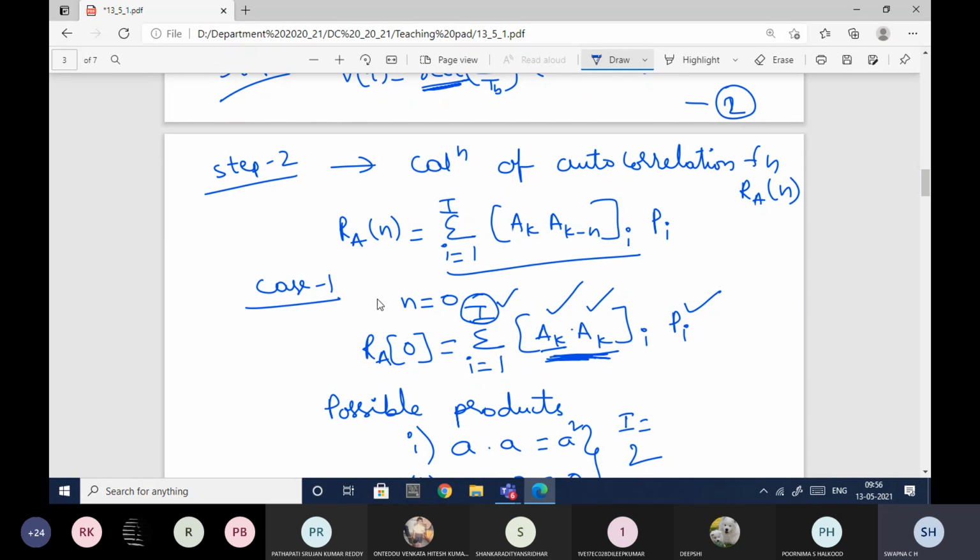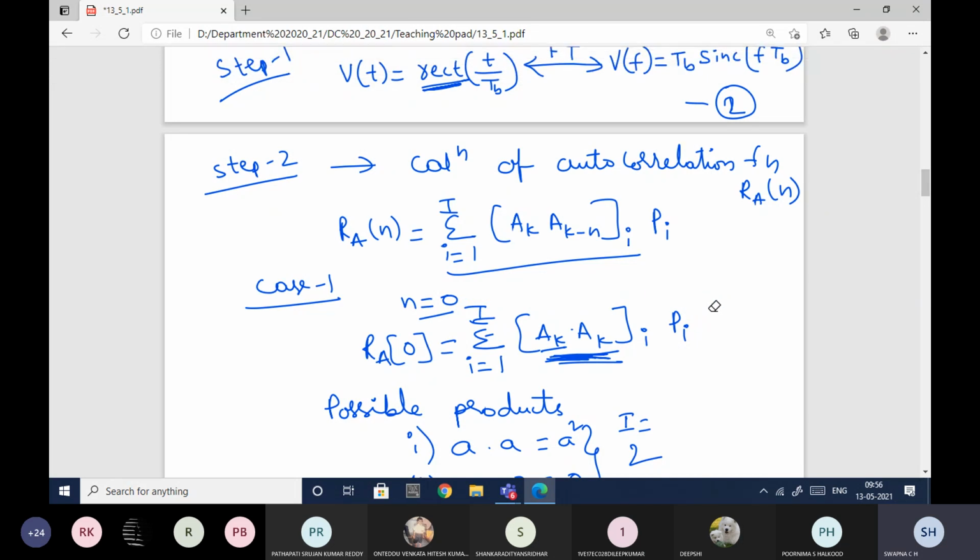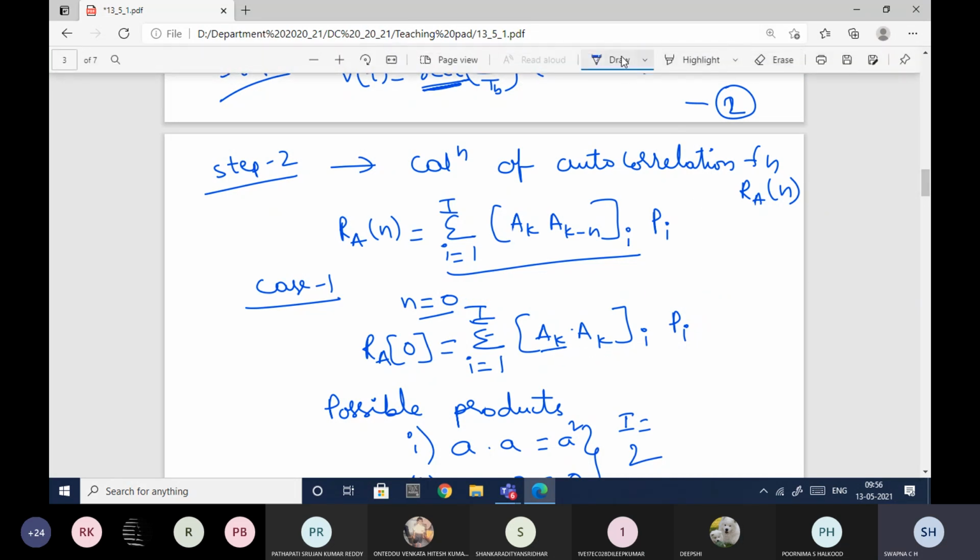Now what I need to do is take different cases when n is equal to 0, when n is equal to 1, 2, like that. But here I will just take two cases: when n is equal to 0 and when n is not equal to 0. First, I have taken when n is equal to 0. When n is equal to 0, this is how the autocorrelation function will be. Wherever I have got n, I have replaced it with 0. So ak minus n will reduce to ak.